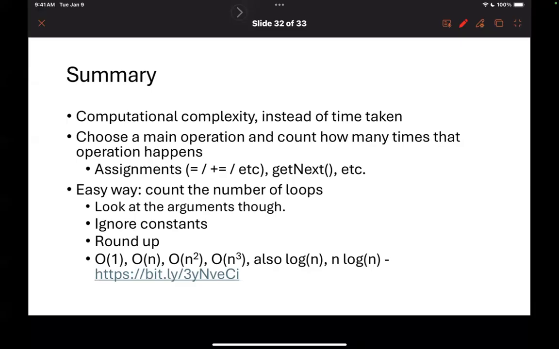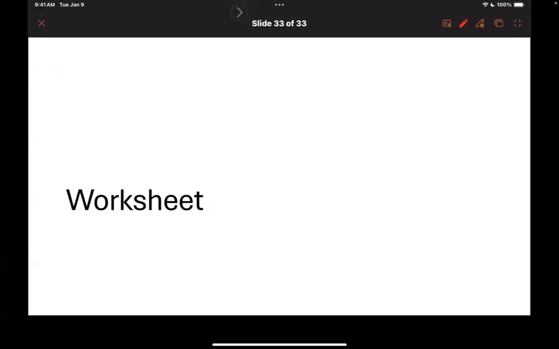The easy way to find this out is to count the number of loops. Look at the arguments of the loops to make sure you're not missing anything. Once you've got your equation, ignore the constants, round up, choose the highest term, and then you're good to go.